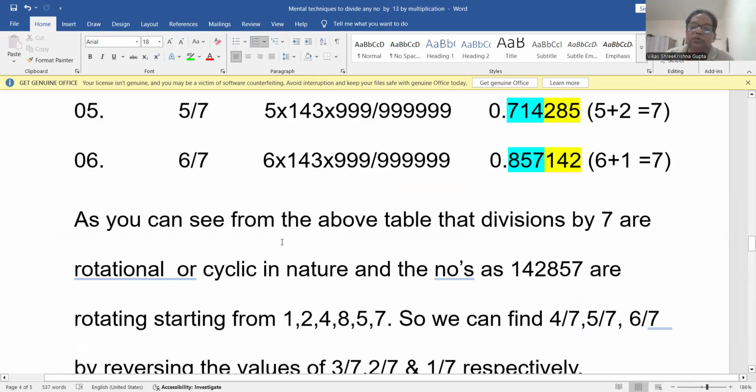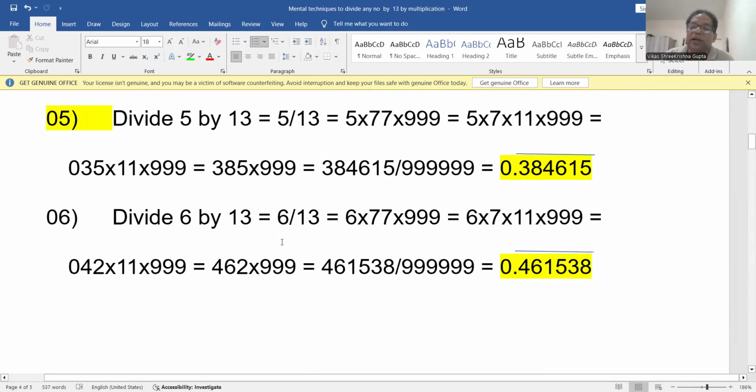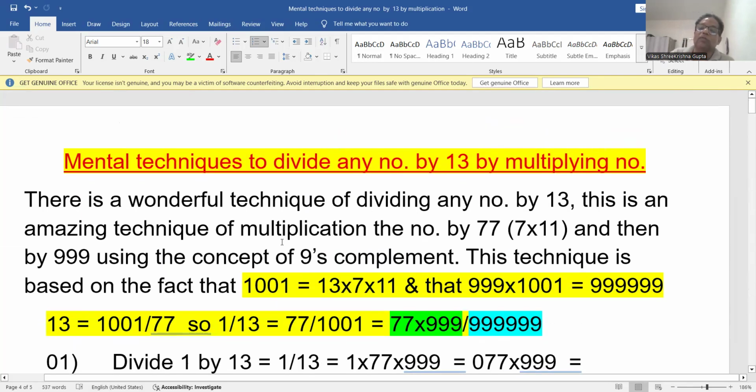So in this video, I have shown you how we can divide any number by 13 and by 7 using the concept that 7 into 11 into 13 is equal to 1001. And the next concept is that if you multiply 999 by 1001, you get the answer 999,999. Means when you multiply any three-digit number by 1001, the same three-digit number is repeated two times. Suppose you multiply 456 by 1001, you get 456,456. Here I require 999, so 999 into 1001 is equal to 999,999.